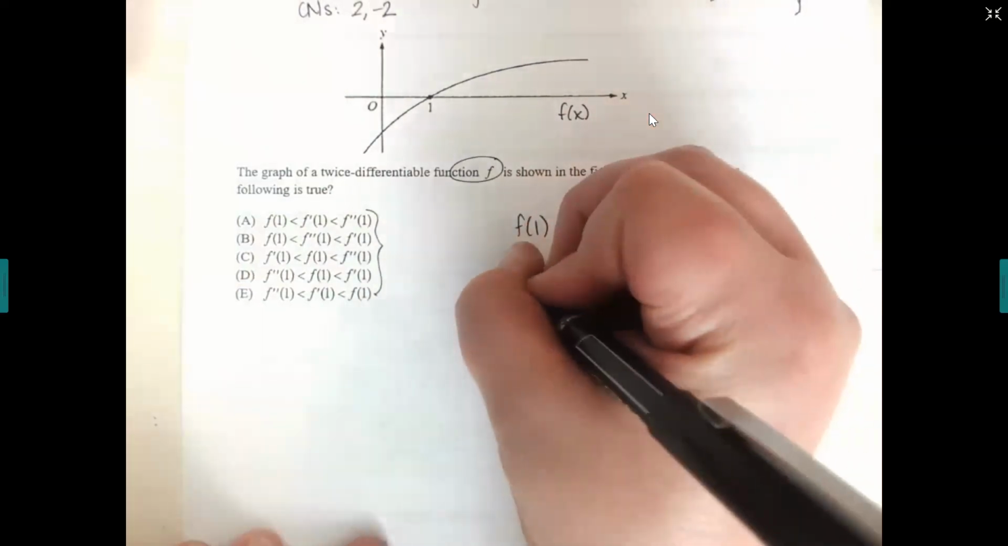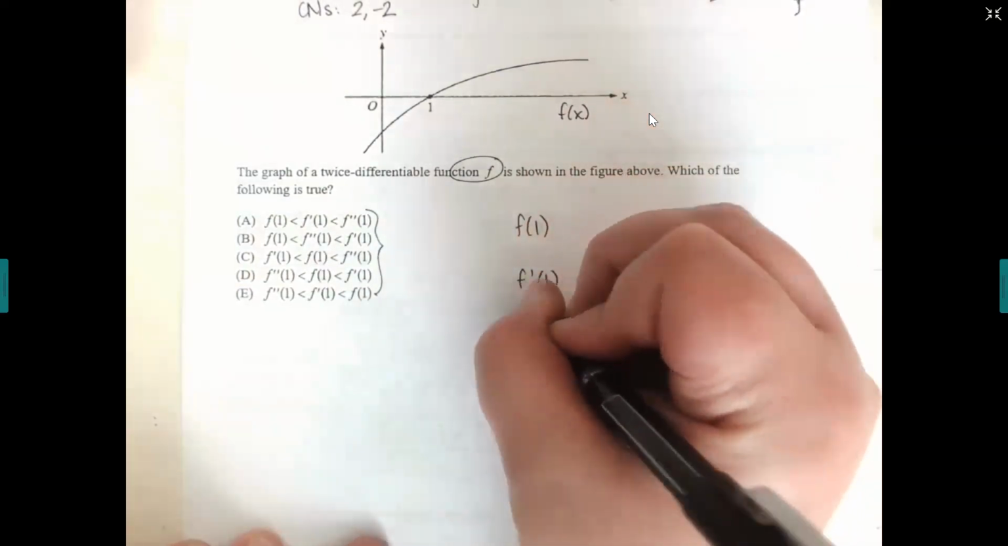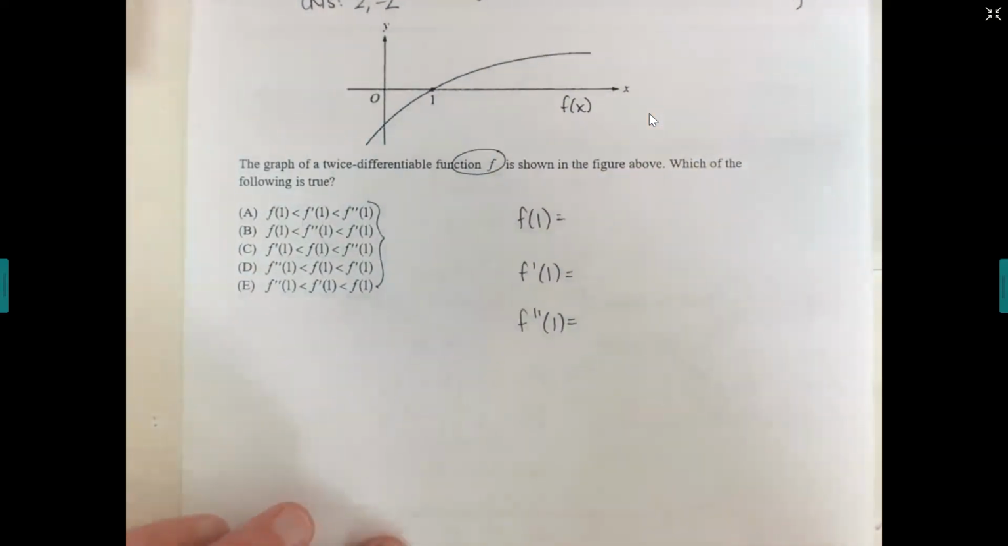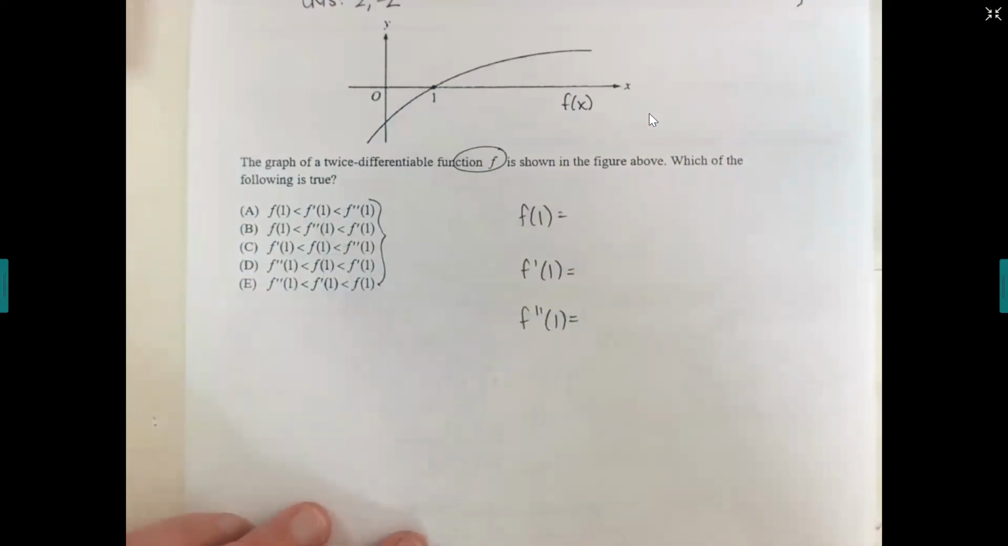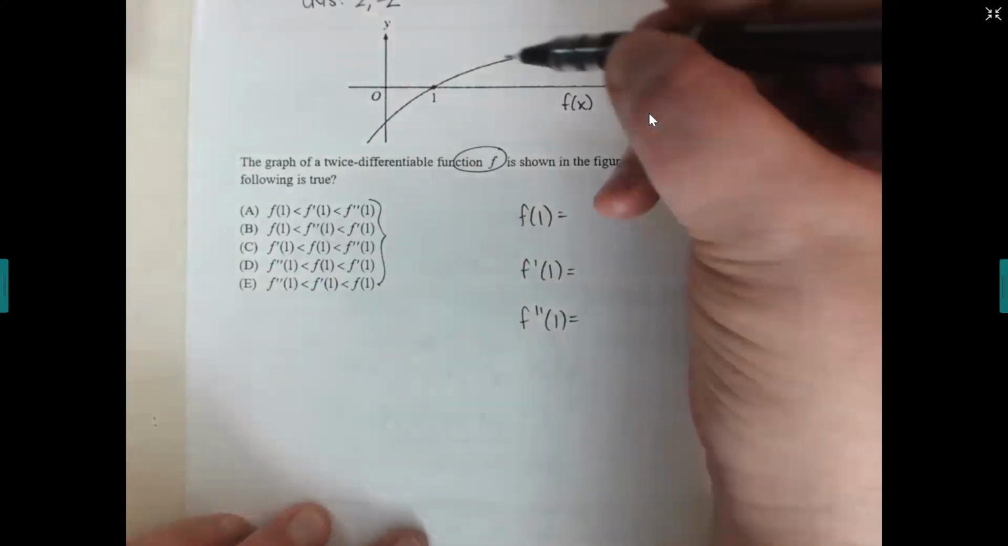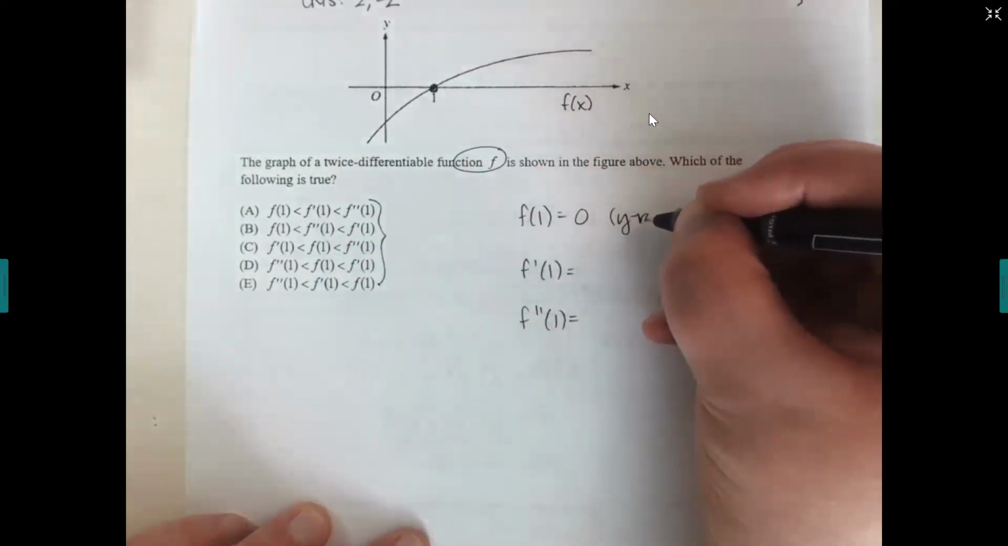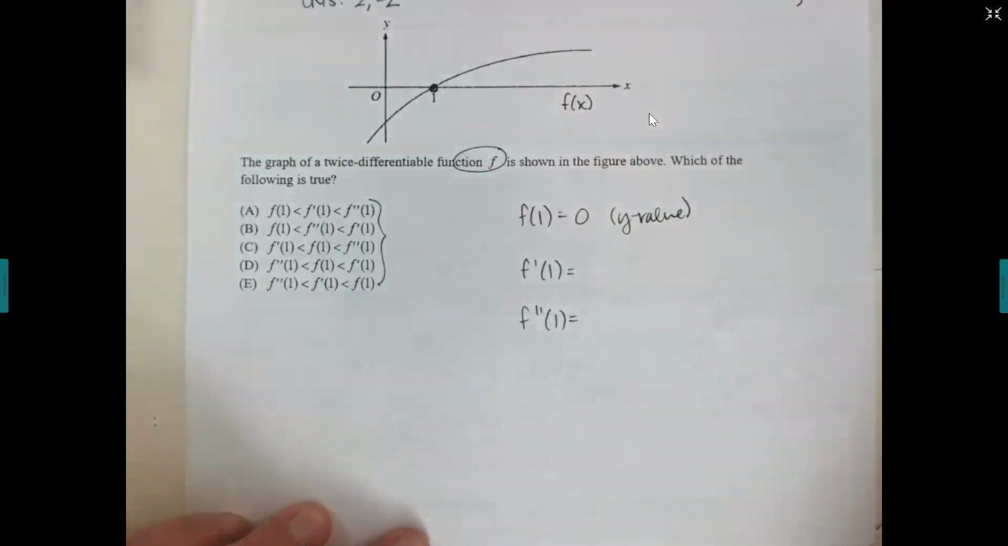So let's write each one of those down. Okay, f of 1 is what feature on the graph of f? It'd be the point. So at 1, what's the y value? 0. So f of 1 is 0 because that's the y value for that point.